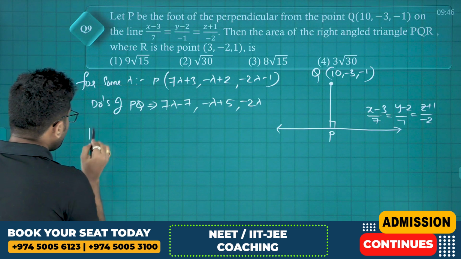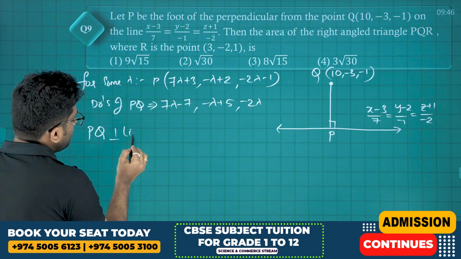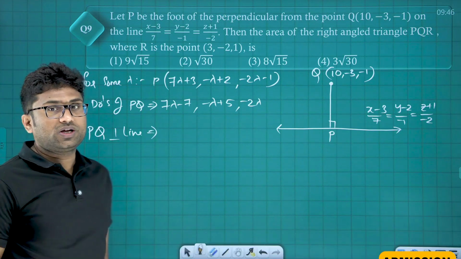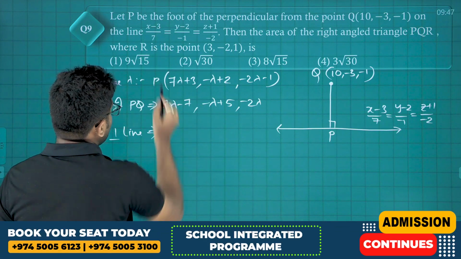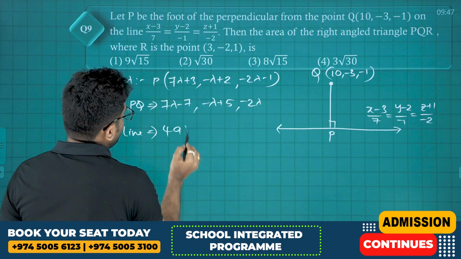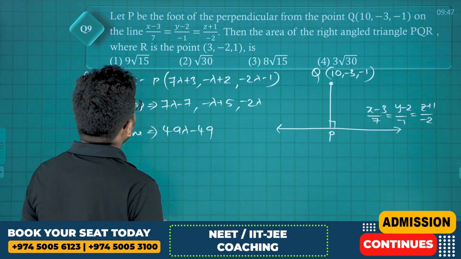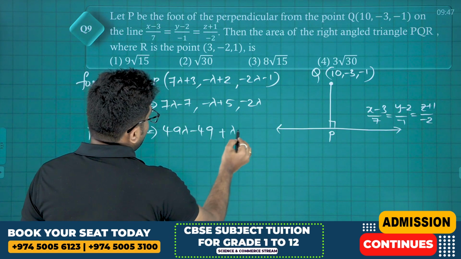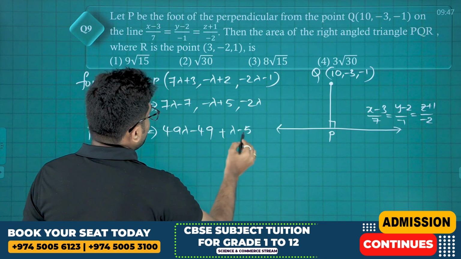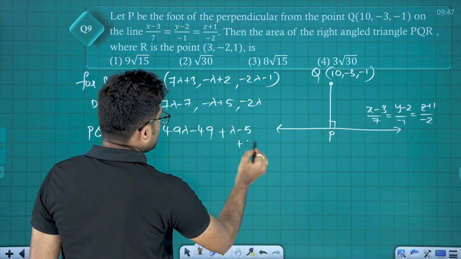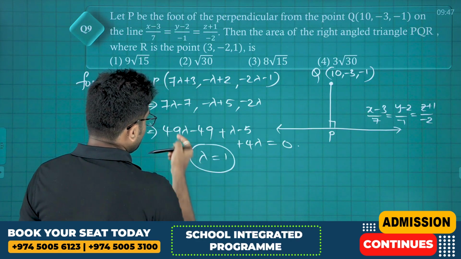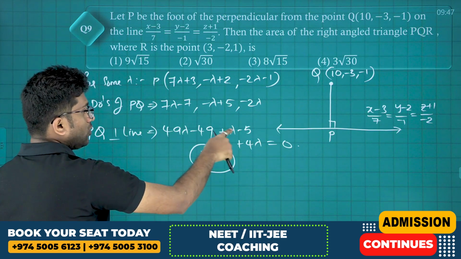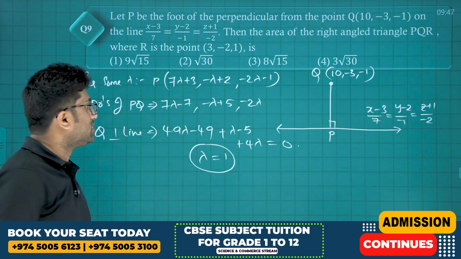So PQ is perpendicular to the line. So the dot product of these two DRs will be equal to 0. So that is (7 lambda minus 7) into 7, 7 7s are 49 lambda minus 49, plus lambda minus 5, plus 2 2s are 4 lambda, is equal to 0. So clearly lambda is equal to 1. See, 49 minus 49, 4 plus 1 is 5, 5 minus 5. Lambda is equal to 1.